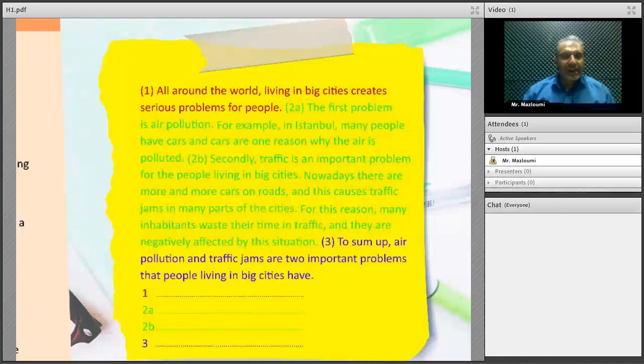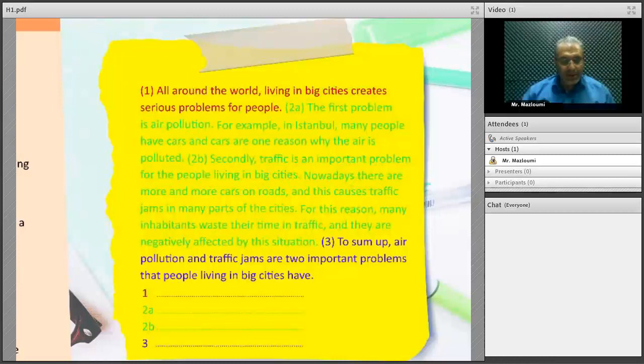2A is our first supporting idea, first supporting sentence. So you should write supporting sentence here. Secondly, traffic is an important problem for the people living in big cities. Nowadays, these days, there are more and more cars on roads, and this causes traffic jams in many parts of the cities.